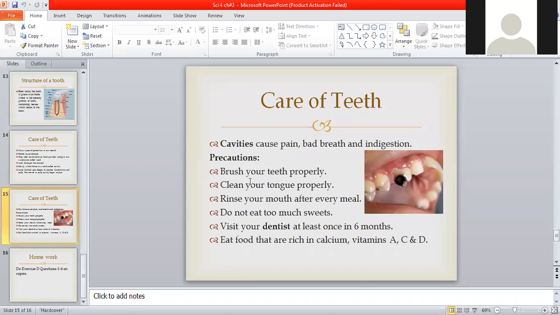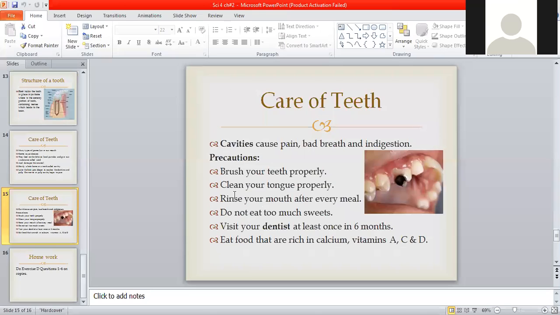So what are the basic precautions? How are you going to take care of your teeth? First, brush your teeth properly at least twice a day. Mostly dentists recommend that after eating a meal, either you rinse your mouth with water, or you brush your teeth. So at least brush your teeth twice a day properly.